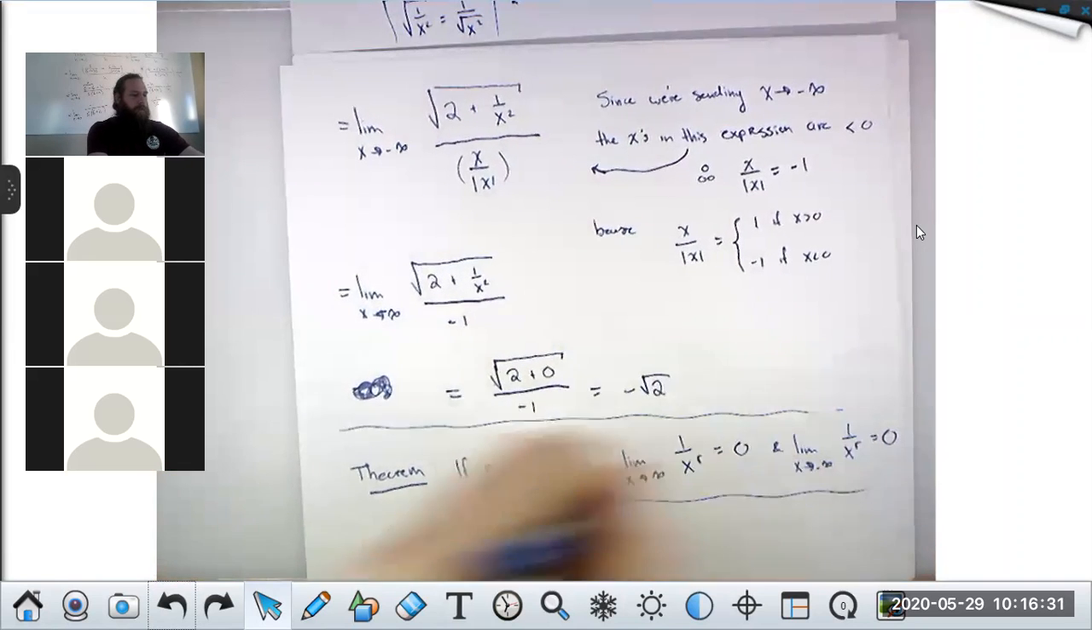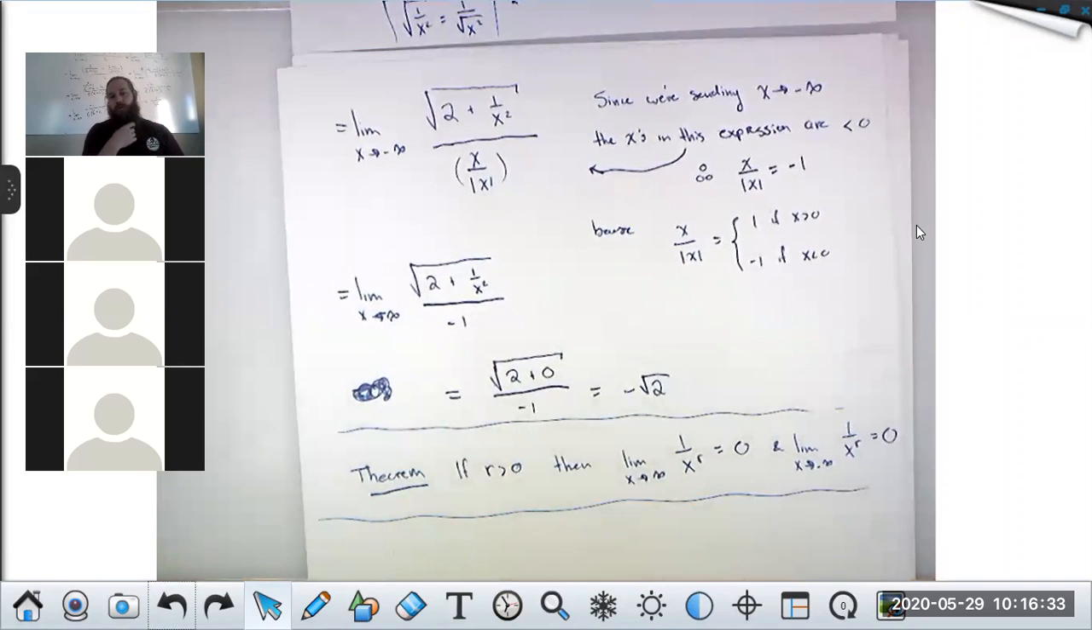In other words, reciprocals of powers of x go to 0. And that's because as x goes to plus or minus infinity, this denominator, the x to the r part, is going to get really big. And the reciprocal of a really, really big number is a really, really small number. And what we mean by really, really small is, in the limit, 0.